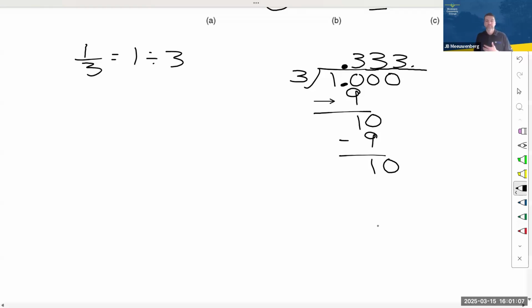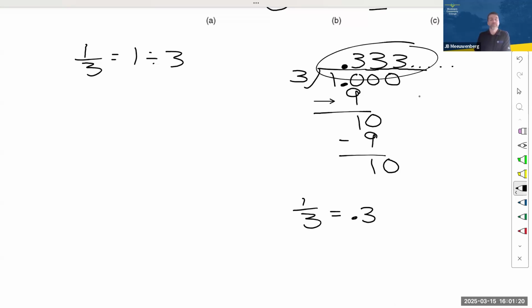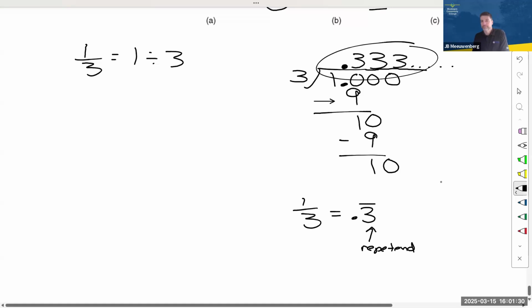And so we continue it. The way that we often show that numerically with some sort of symbol is saying that 1/3 is equal to 0.3, and then whatever part of our answer is repeating, we put a line over. Okay, this number that repeats is called the repetend. So that's how we can write that.